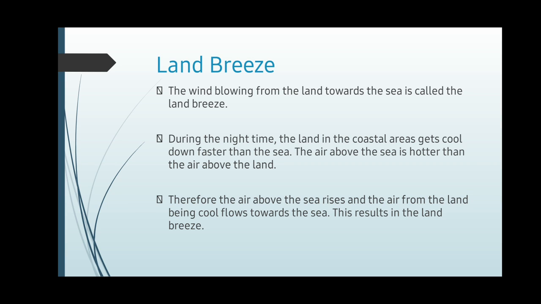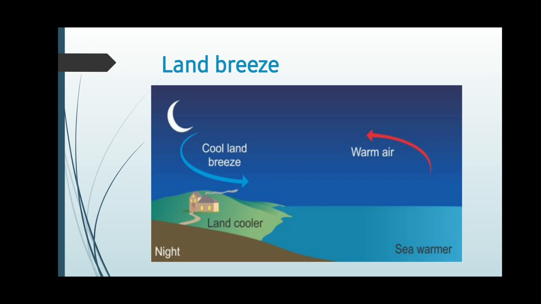So I hope you will be clear about the sea breeze and land breeze. You see here, at night, land cools faster than the sea. That's why we mentioned here as land cooler and sea warmer. Due to the warmth, the air becomes warm above the sea and moves upward, and the cold air from the land moves towards the sea.